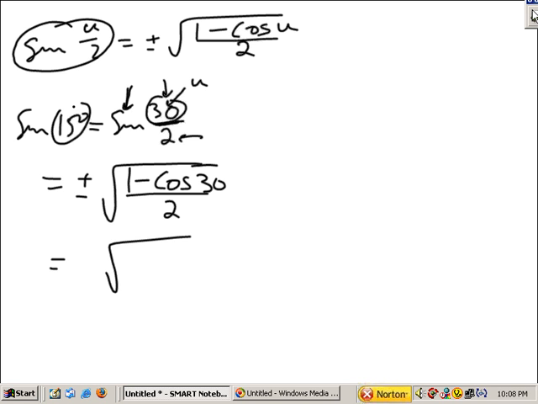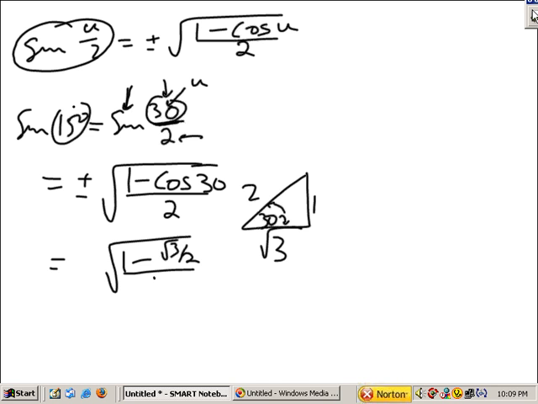We'll talk about the plus or minus in a moment. The cosine of 30 degrees, well, look at the 30-degree triangle. It's 1, 2, square root of 3. The cosine of 30 degrees is square root of 3 over 2. It's square root of 3 over 2 over 2. Now, which sign should I keep? Should I keep plus or minus?